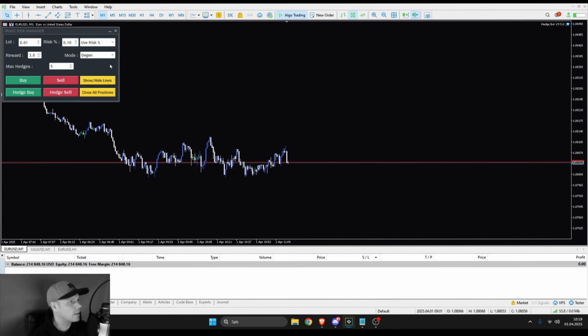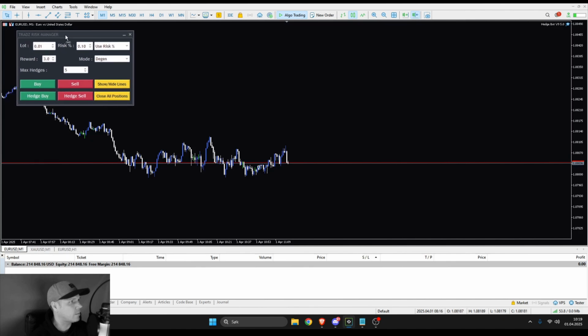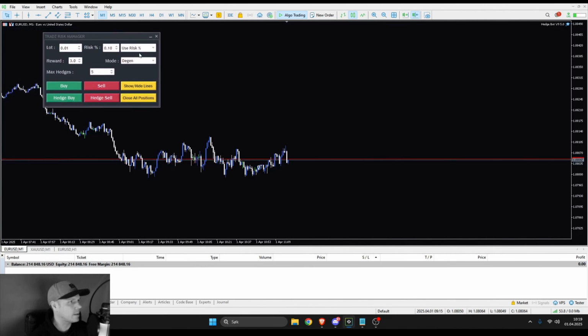And then we come into the risk manager in here, and how I've set it up is that I'm using the use risk percentage mode right here, and then I use 0.10% risk. Then I also switch this to degen mode. Then I use 5 max hedges. You can scale this from 3 to 5 if you wish to, but I like 5. The reward you can also scale from 2 to 5, and I like 3. That's basically what I've done with this account, and you can see that it's working pretty well.